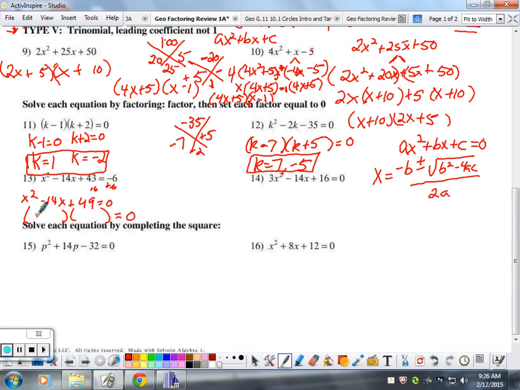X times x, that's how you get x squared. Two numbers that multiply to positive 49 but add to negative 14. Negative 7 and negative 7. This is actually another pattern if you recognize it. It's a little bit harder to see. It's like when you have an a plus b squared. It's okay, just do this.